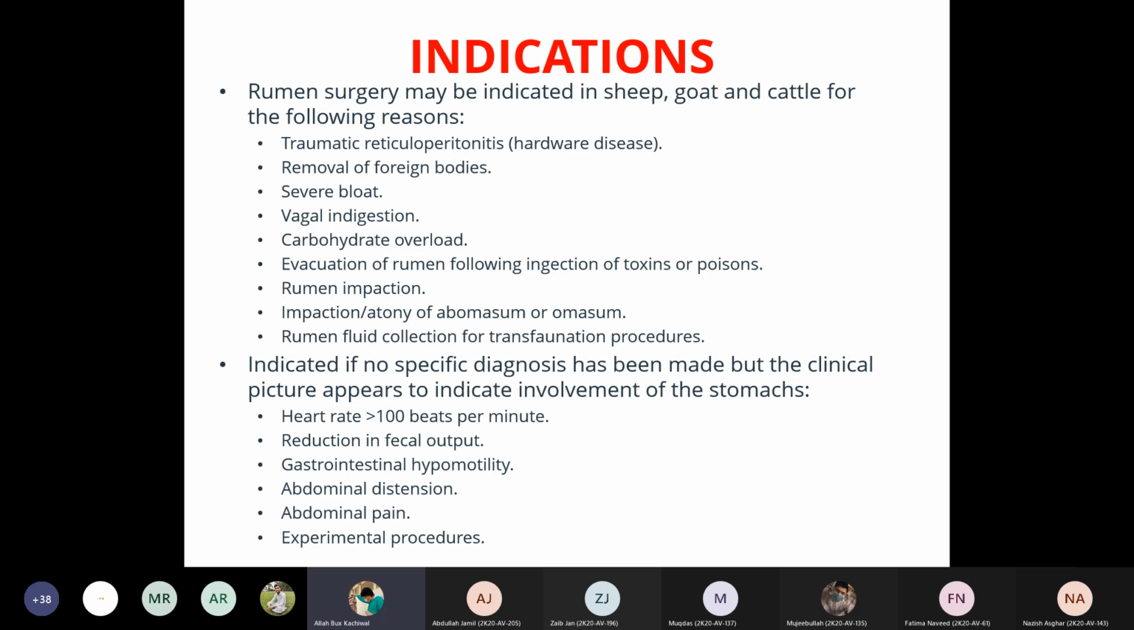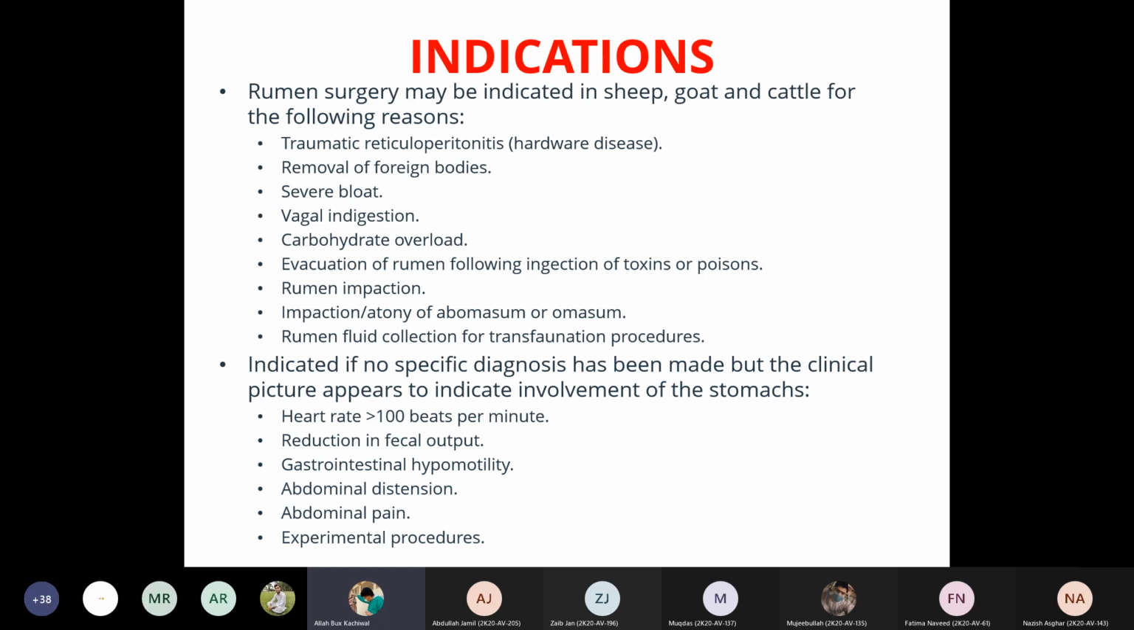Rumen infection can be treated by a ruminotomy. Infection or atony of the abomasum or omasum can be treated by ruminotomy, and rumen fluid collection for a transient procedure can also be done by ruminotomy.